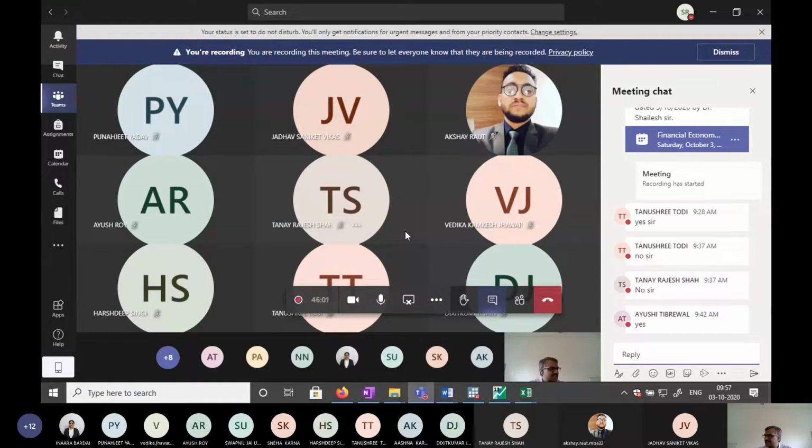I hope this R square discussion is clear. R square is a very important thing. Quite often people discuss R square whenever they are running any regression model. May I proceed?